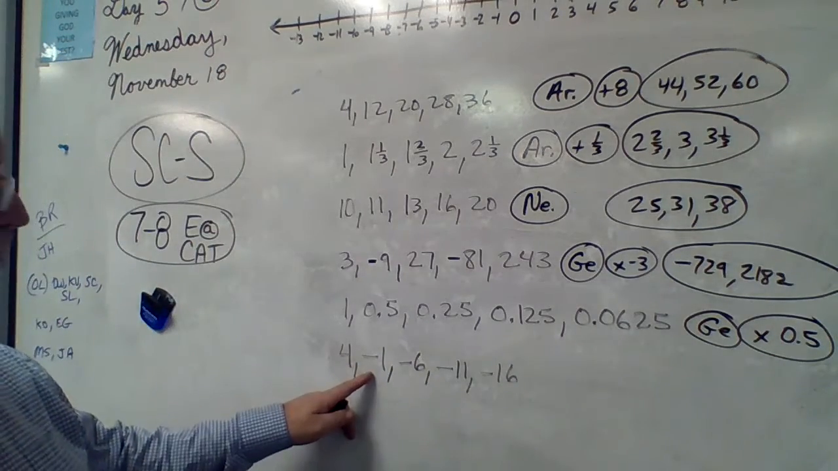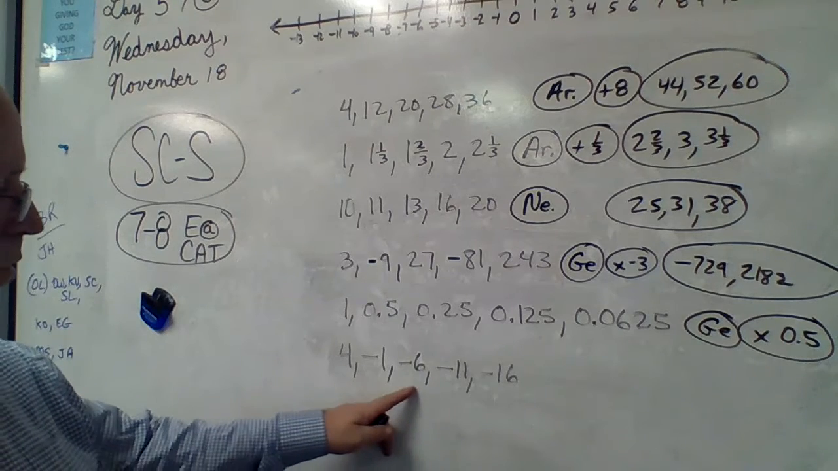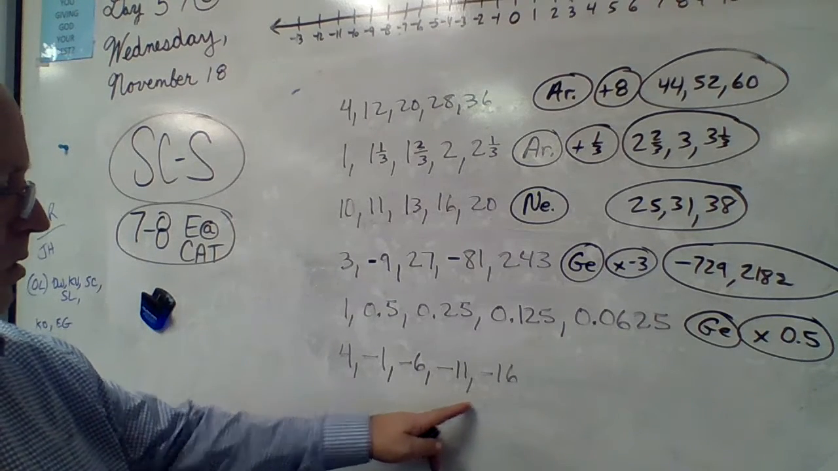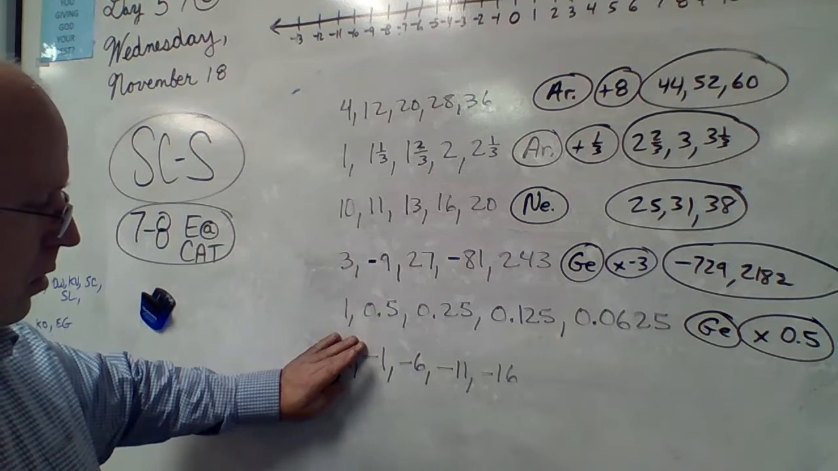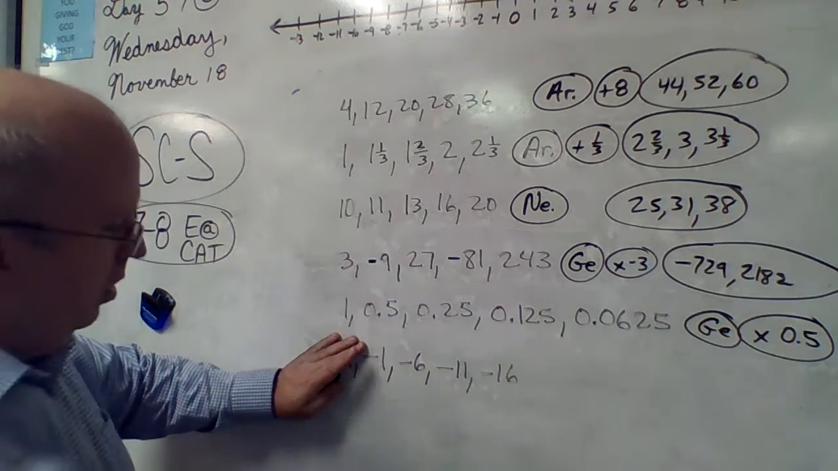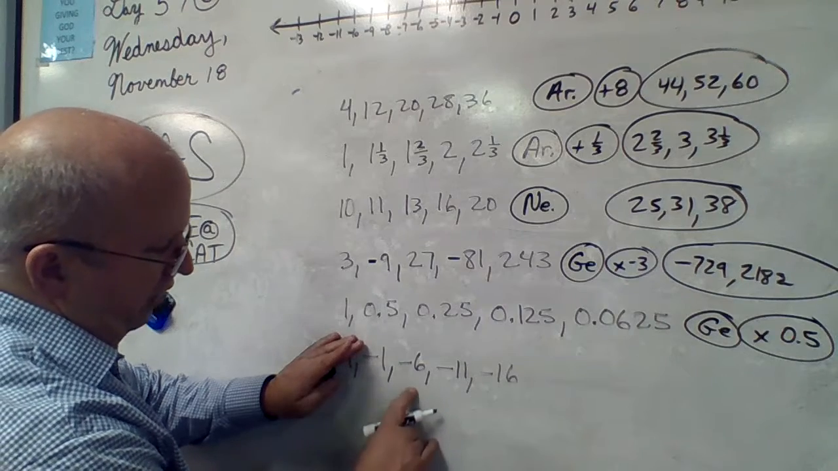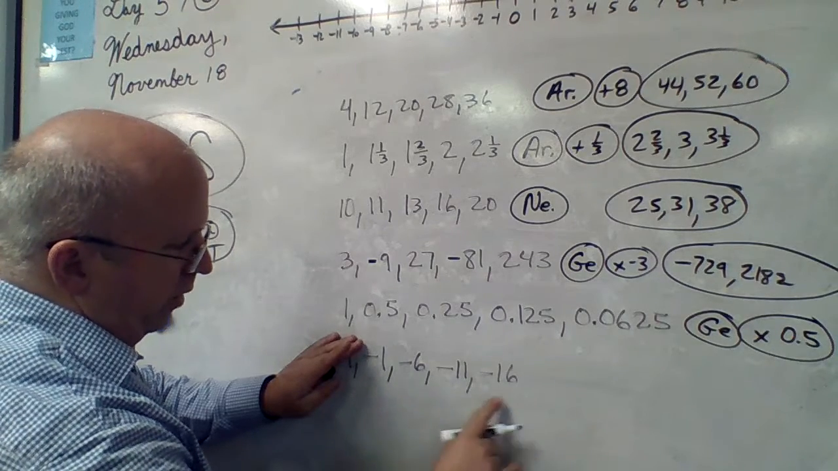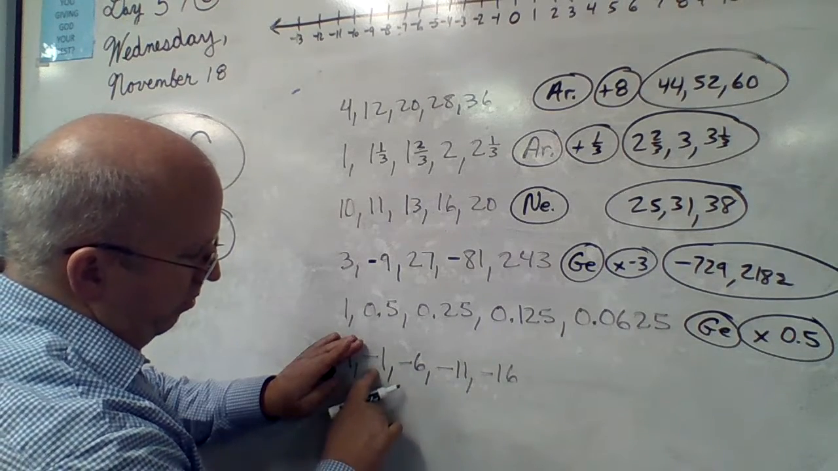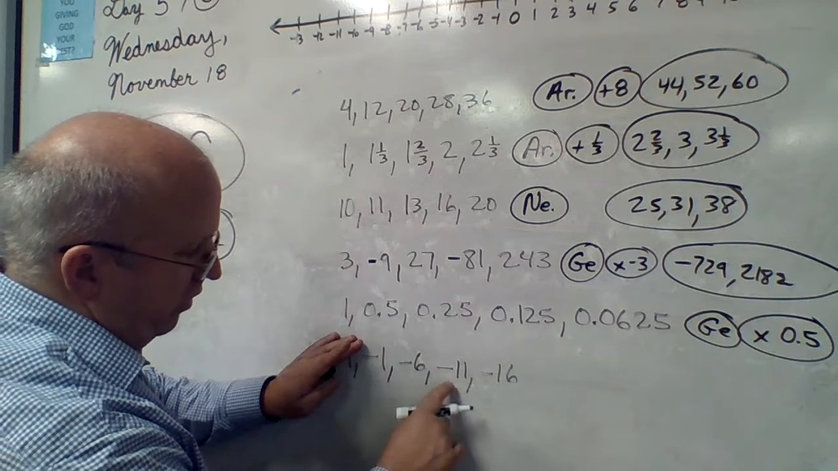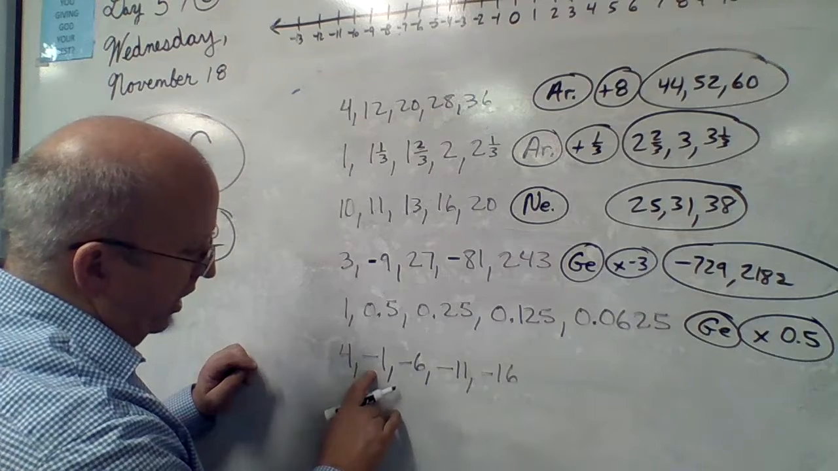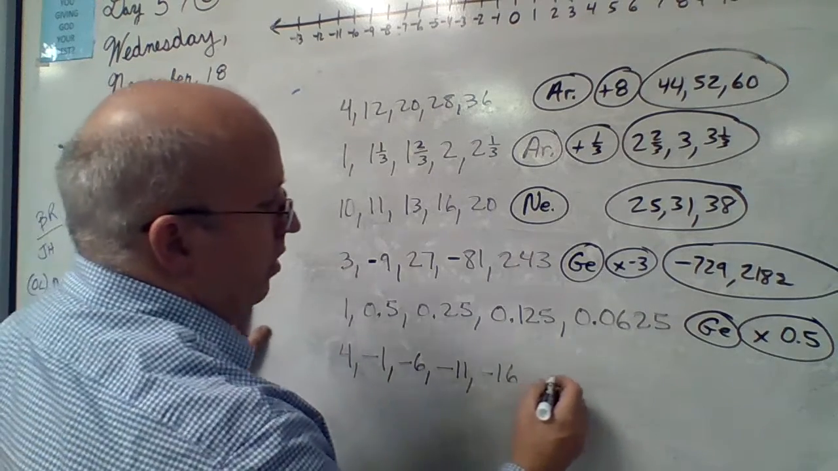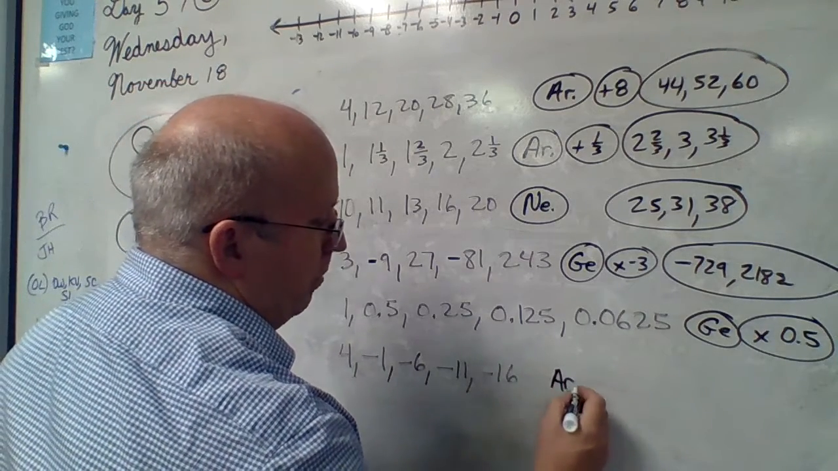Okay, look at this one. What in the world's going on here? Ignore the 4 for now. Just look at those. Isn't it that we're getting 5 smaller each time? This minus 5 is this, minus 5 is this, minus 5 is this. 4 minus 5, does that equal negative 1? Yes, it does. This is an arithmetic pattern.